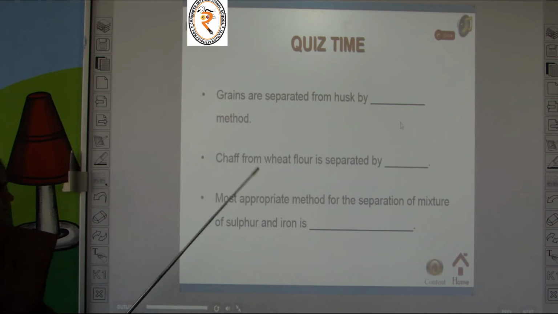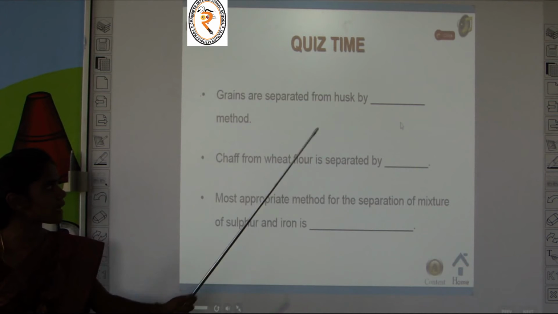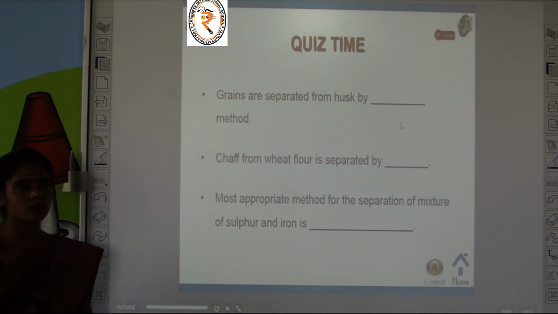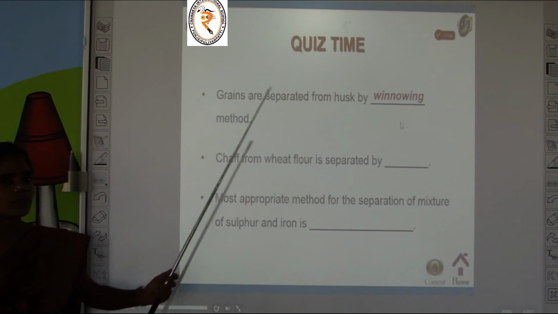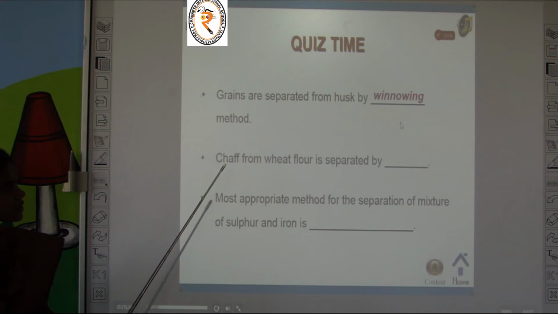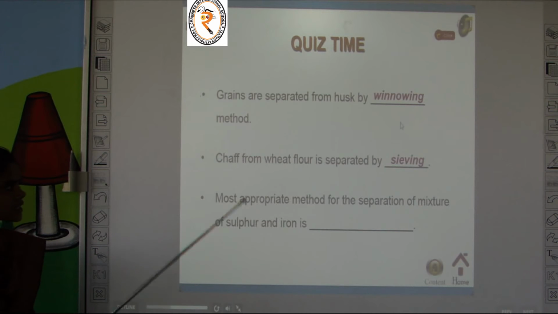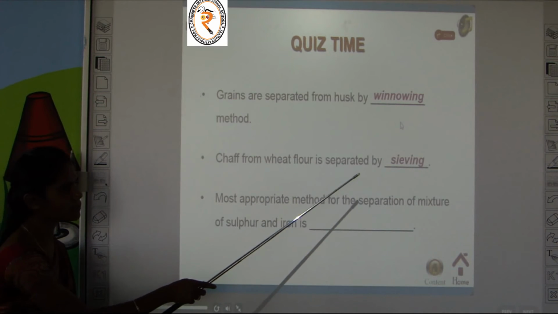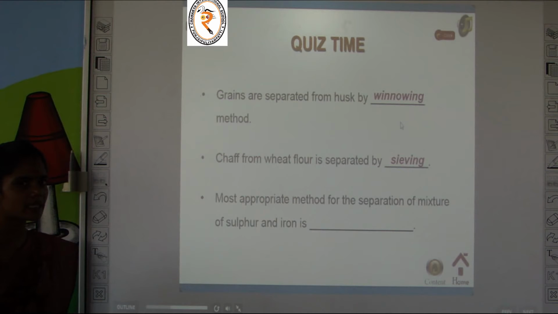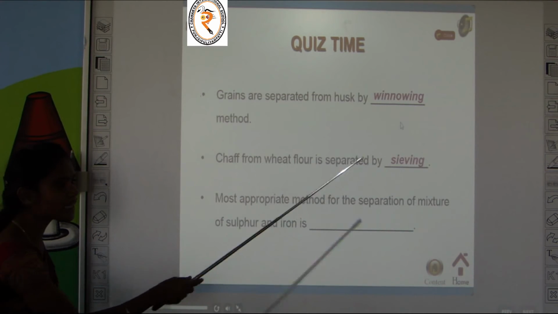See the first question. Grains are separated from husk by dash method. What method can we use to separate grains and husk? It is winnowing method. And the second one, chaff from wheat flour is separated by what method? It is sieving. In this method, the lighter particles go through the sieve and the heavier particles stay on the top of the sieving machine. So chaff from wheat flour is separated by sieving.